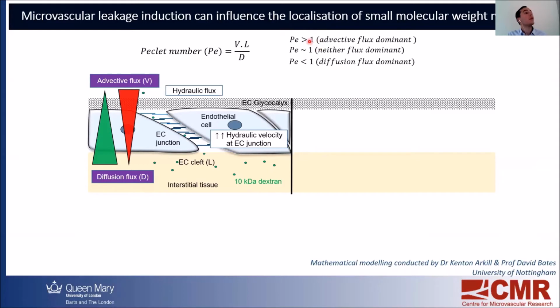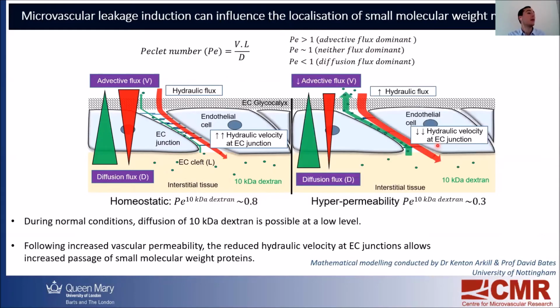If the PE is more than 1, the advective flux is dominant and the molecule is repulsed inside the tissue. If PE is around 1, neither flux is dominant. And if PE is less than 1, diffusion flux is dominant and the molecule can cross from the interstitial tissue into the blood. So to make a long story short about the mathematical calculation, we defined that in a homeostatic situation, the PE of the 10 kilodalton dextran is about 0.8, indicating that a low passage of the molecule from the interstitial tissue is possible. But the situation changed dramatically during vascular permeability.